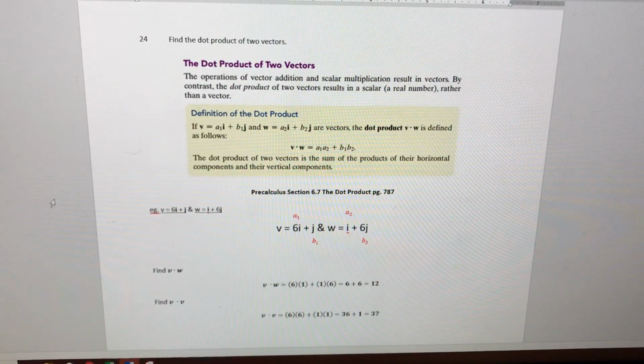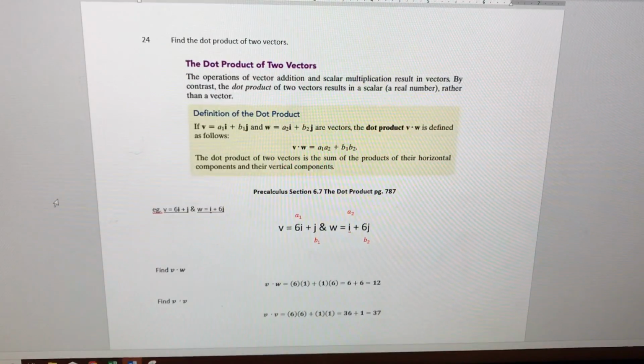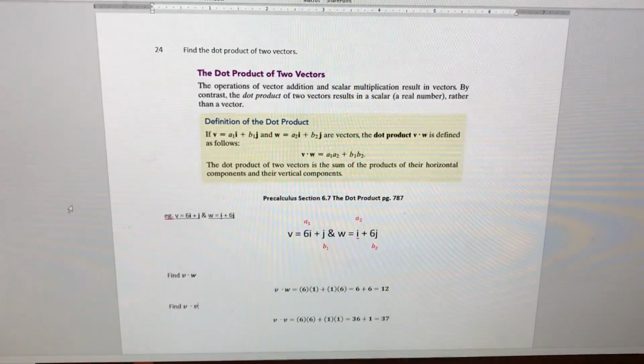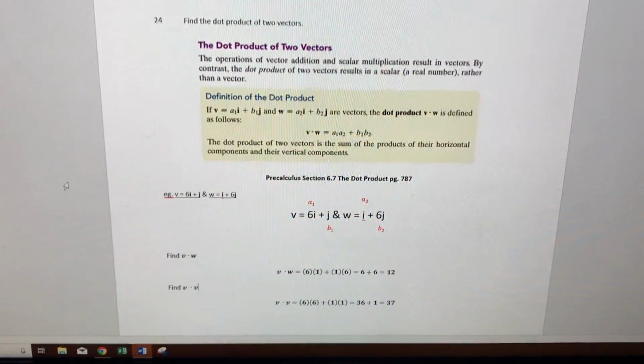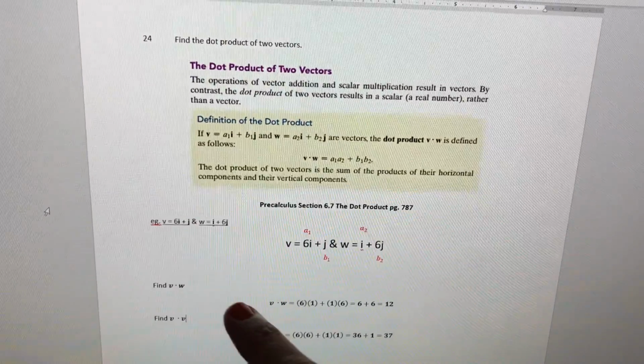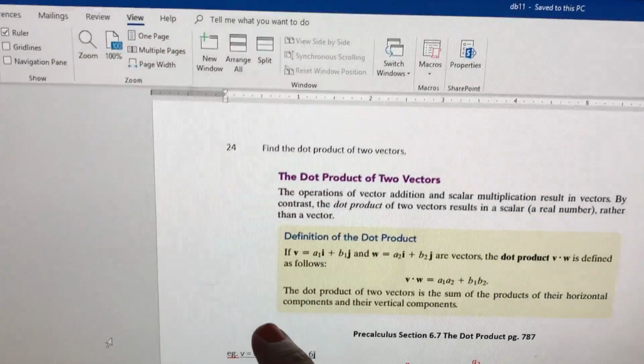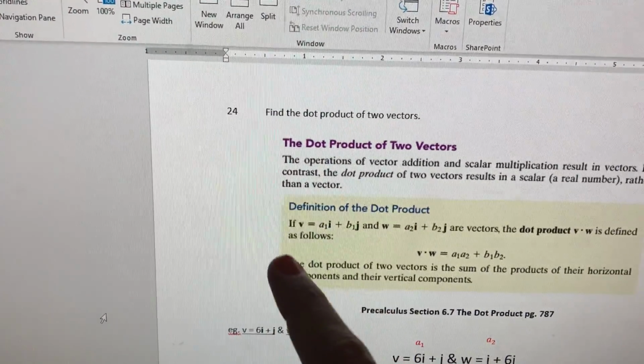I'll be up front. I just started the vector section of chapter 6, so I'm going to do my best to explain this. Okay, so I just kind of pulled this from the book.